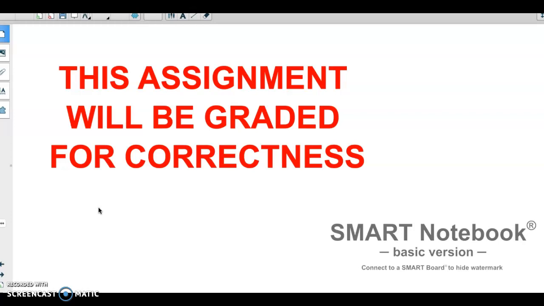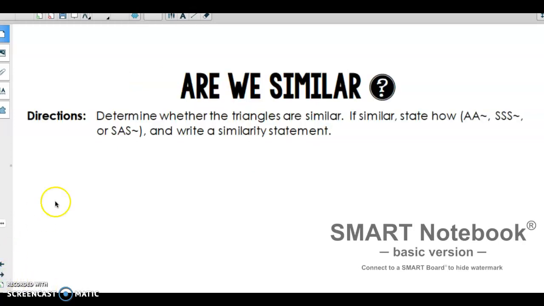We've been talking about similar triangles for a few weeks. I'm going to help you set up the problems and talk you through them, and then it's going to be up to you to finish the problems and answer them correctly. So here's what we're going to do. We're going to do an activity called Are We Similar?